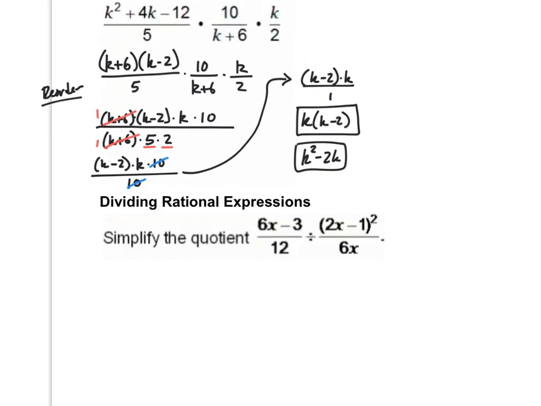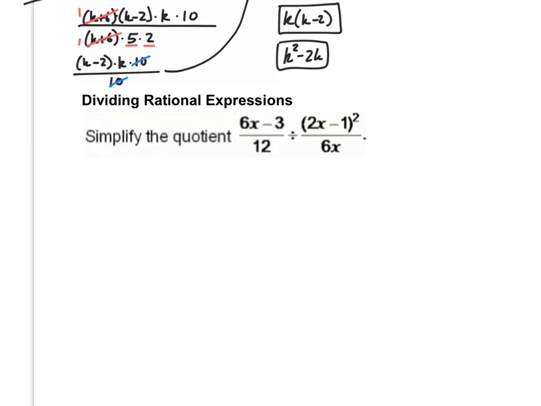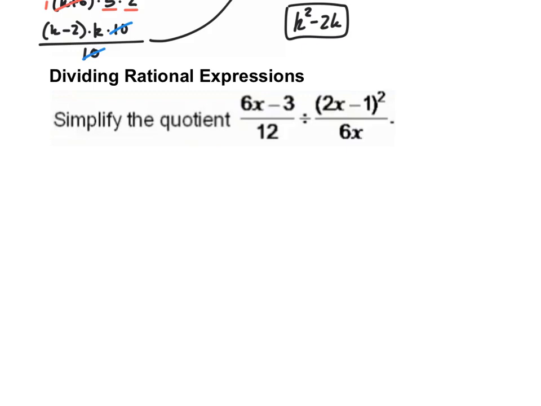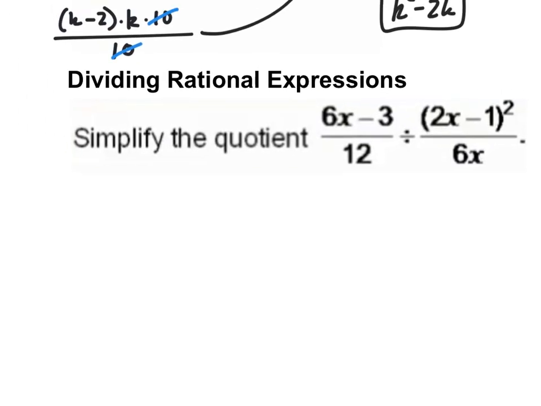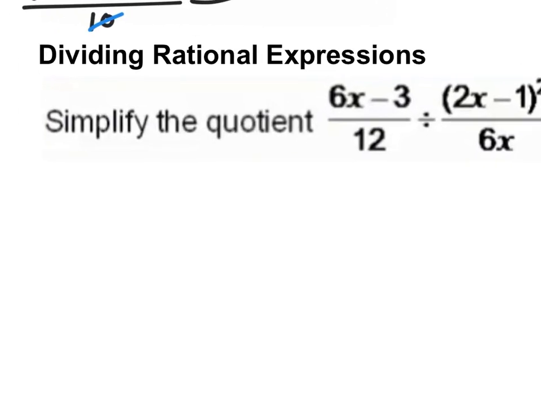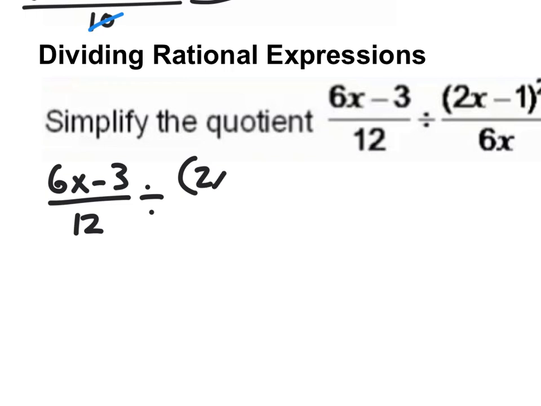All right, so now let's talk about division. Let me rewrite this down here. I've got 6x minus 3, divided by 12, divided by the quantity 2x minus 1 squared, and then divided by 6x.